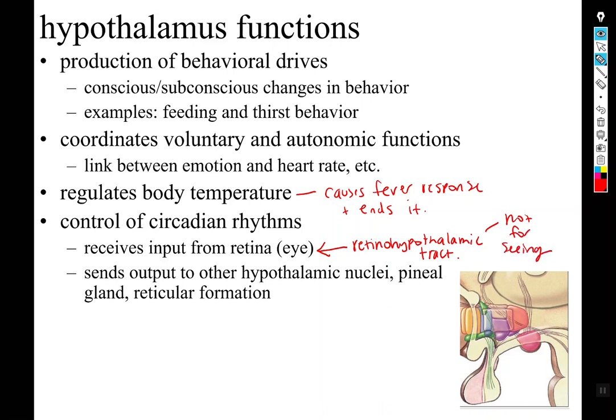but rather for resetting a little tiny molecular clock that lives in your hypothalamus. So that clock produces specific gene products at specific times of day, and it resets according to what part of the day is light and what part of the day is dark. So as long as it's light out, the retinohypothalamic tract is going to send information to it, and when it's dark, it doesn't anymore. So that's how you sort of compute things like time of day, time of year, etc.